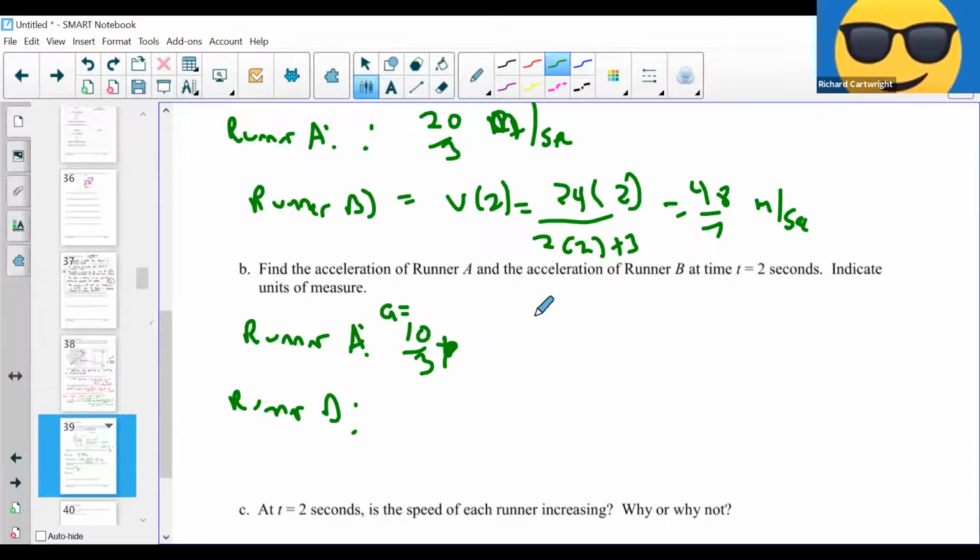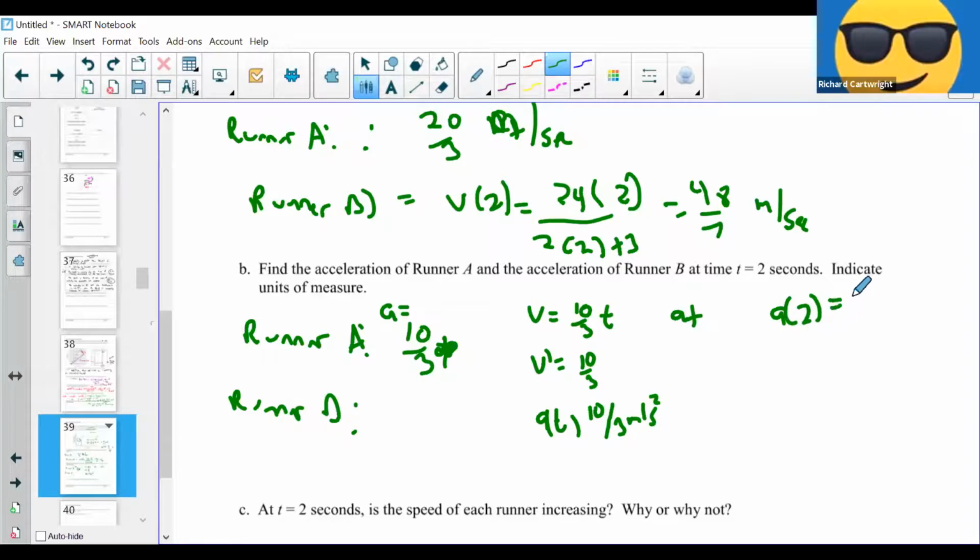Now if you want to get fancy, you could have said that the velocity was equal to 10/3 t plus 0. V prime is 10/3. That means the acceleration was 10/3 meters per second squared. That's why the t wasn't part of the acceleration. That is the acceleration for runner A because it's constant. So a of 2 for runner A will just be 10/3, because the slope of that line never changes on that segment.